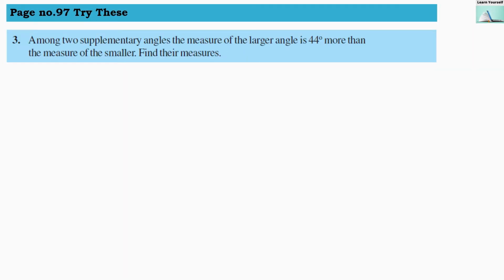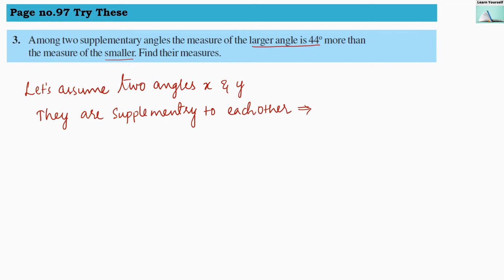Third question. Among two supplementary angles, the measure of the larger angle is 44 degrees more than the measure of the smaller. Find their measures. So here we have to find the measures of two angles which are supplementary to each other. Let us assume our two angles x and y. We know that they are supplementary, so x plus y will give us 180 degrees.